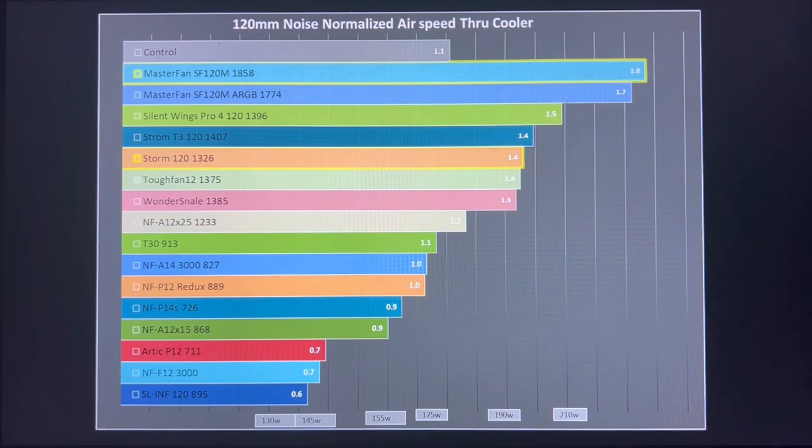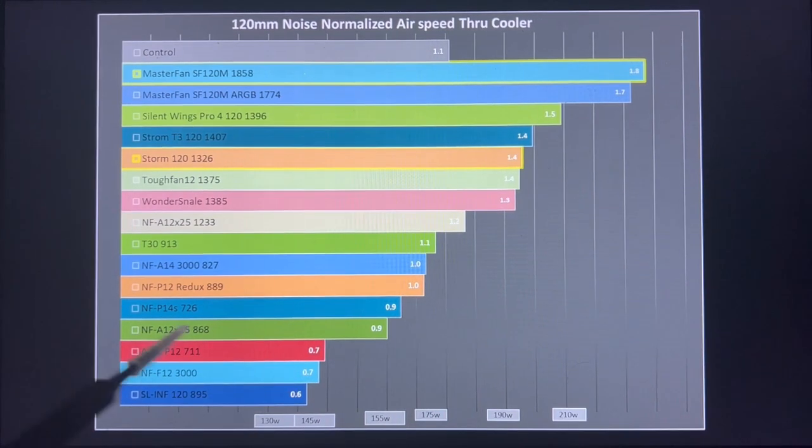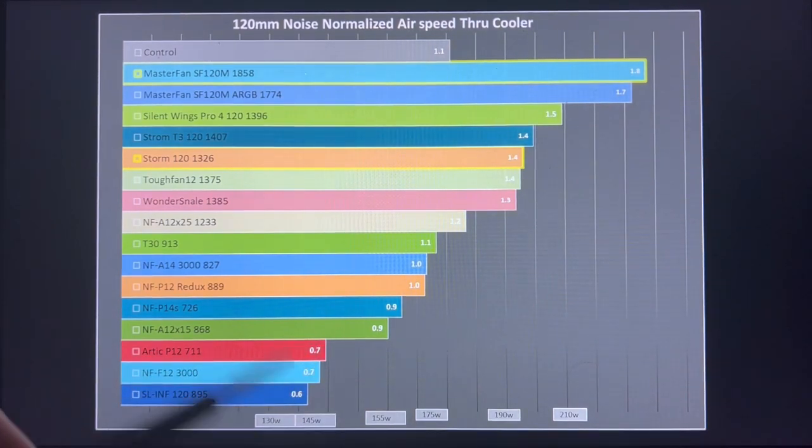Also on this graph, I want to note my margins of error. So my anemometer, the wind speed gauge, has an error of plus or minus 0.1 meters per second. So fans that are within 0.1 meters per second should be considered functionally equivalent. For example, right here, the Arctic P12 and the Noctua NFF12 are both rated at 0.7 meters per second. So even the SL Infinity 120, these could all be considered functionally equivalent based on the error in my anemometer. However, in actuality, I got averaged results and ran this test several times, and the Arctic P12 came out consistently higher than the NFF12 at this noise reading. So they are in the order they're in for a reason, but if they're within that 0.1 meter per second, you could consider them to be functionally equivalent.